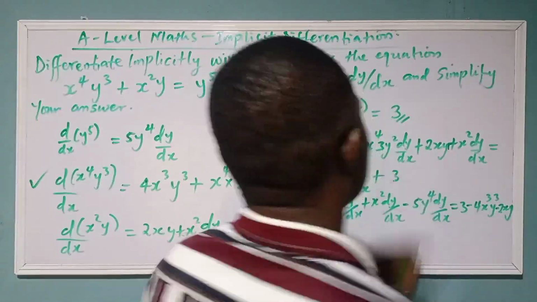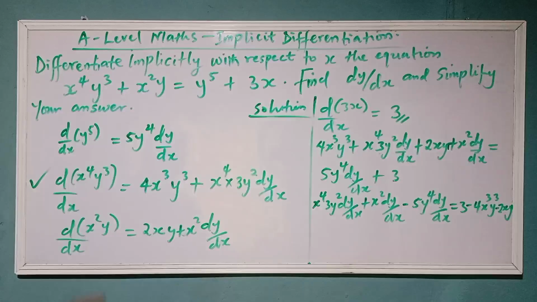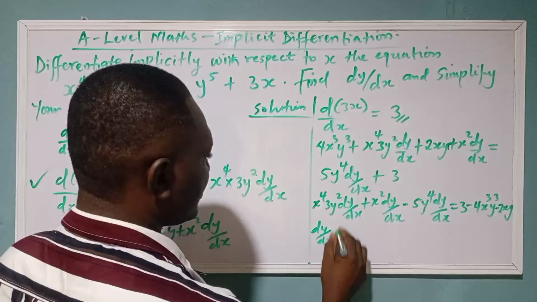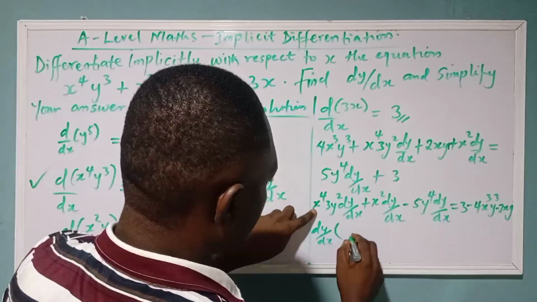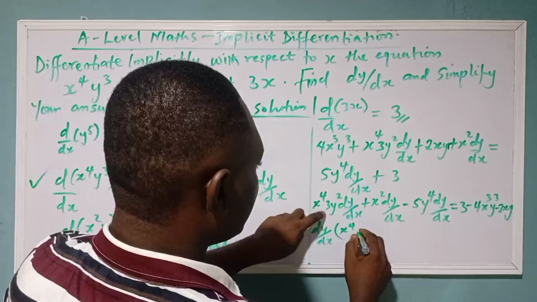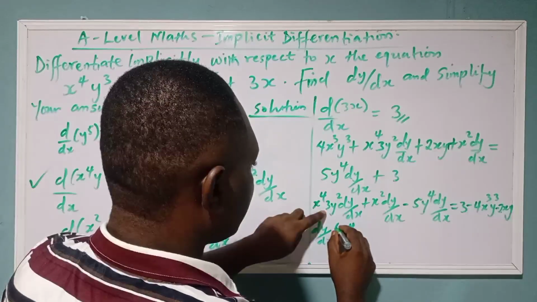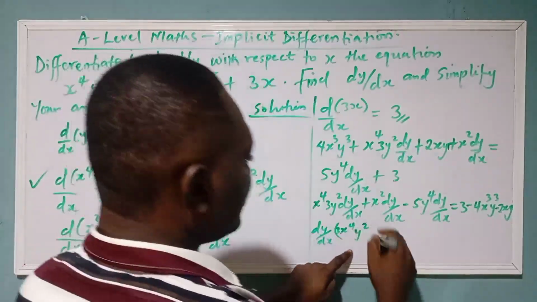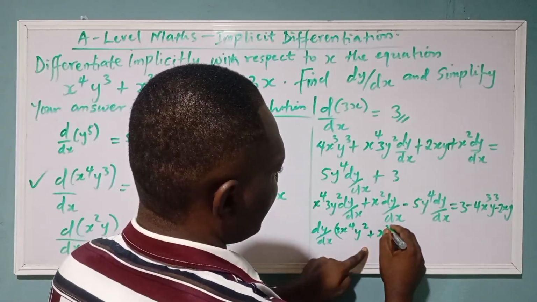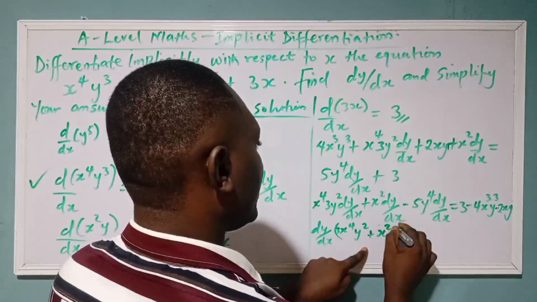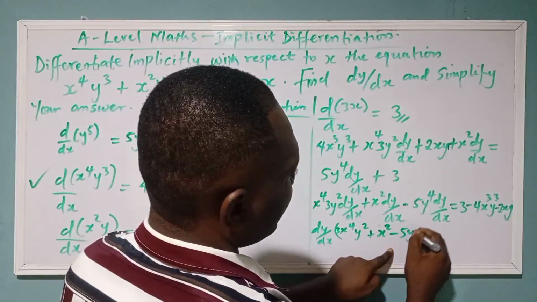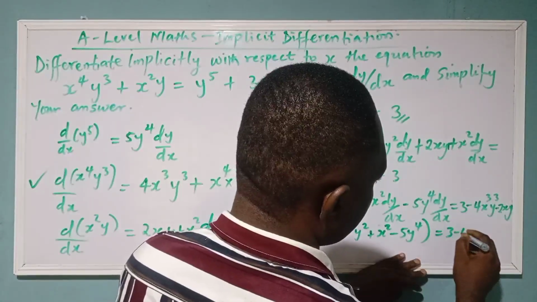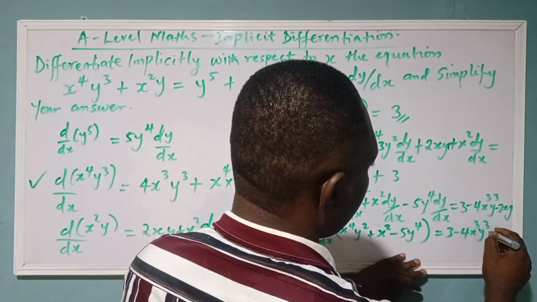Now let's factorize dy/dx. When we factorize dy/dx, we'll have 3x raised to the power of 4, y squared, plus x squared, then minus 5y raised to the power of 4. For the other portion, we still have 3 minus 4x raised to the power of 3, y raised to the power of 3, minus 2xy.